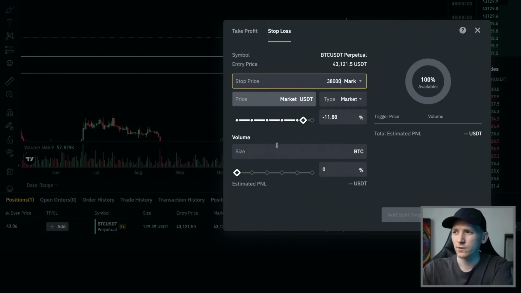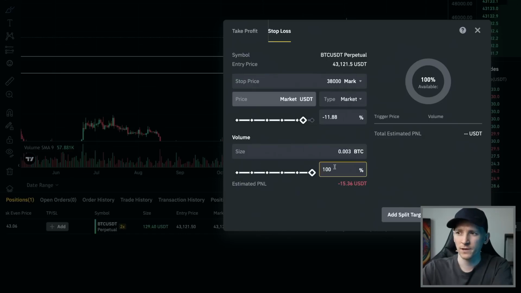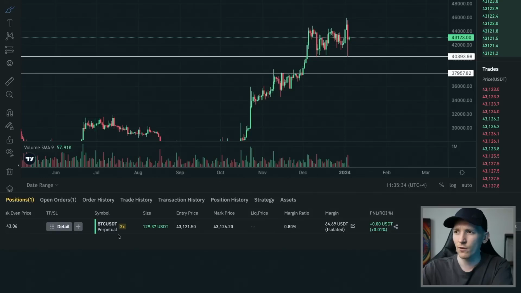Now, of course, you can do the volume here. So 100% of the position. You don't have to take 100% stop loss. You can do like 50% or whatever. But for a stop loss, that's like the last bastion. You need to get out, right? So 100% of the amount. And then you can confirm that. So we're just going to confirm this, and that stop loss is in.